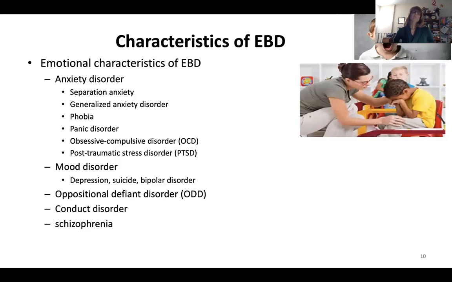So when we talk about general characteristics, you're looking at things that are in categories of anxiety disorder, separation, it could be generalized, panic disorders, obsessive compulsive disorders that you see in repetitive ritual-like behaviors. Mood disorders such as depression that can lead to suicide or bipolar disorders. There's another group of disorders that are under oppositional defiant disorders, and those are exhibited in what appears to be very angry and destructive kinds of behavior, conduct disorder, as well as schizophrenia.